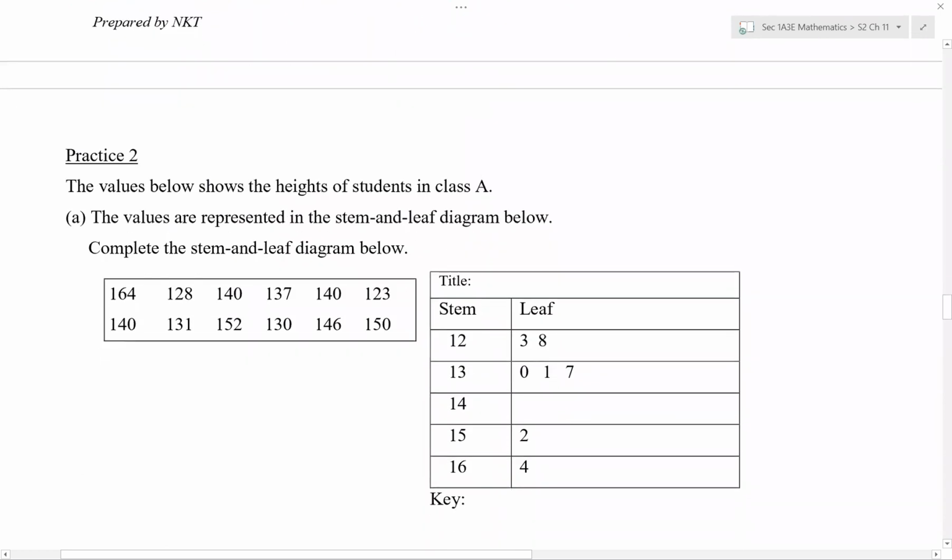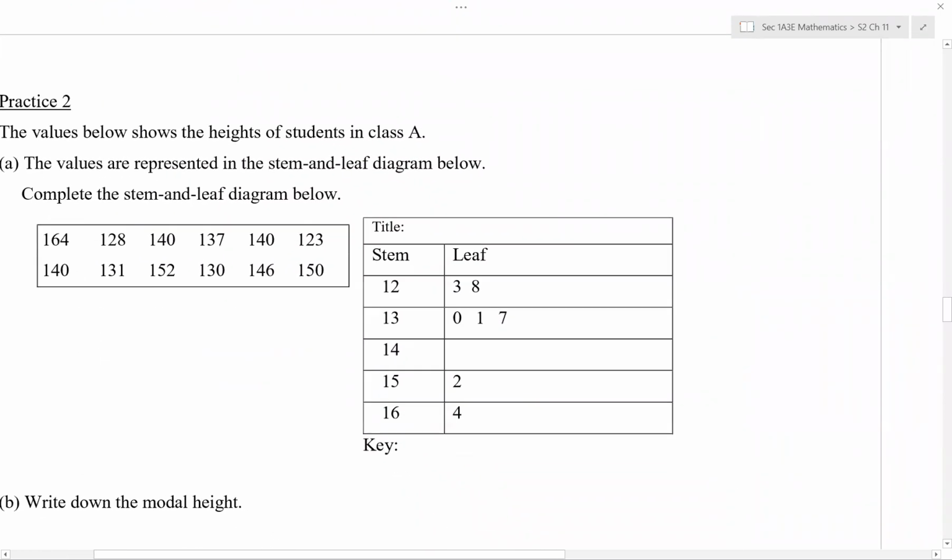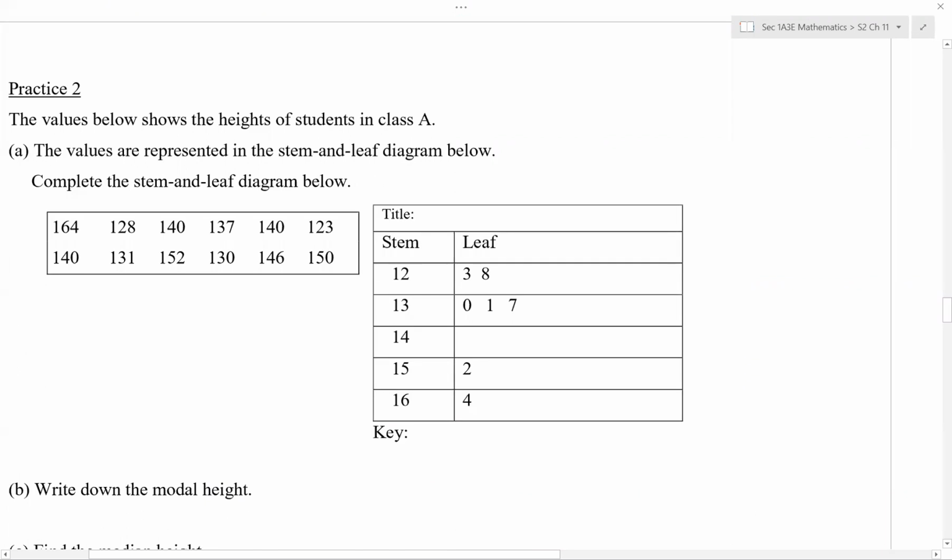Okay, now in practice 2, we get to try filling in the blanks for our stem and leaf diagram. So here in the table, we have the heights of students in class A, and it's represented in a stem and leaf diagram. To complete it, first write down the title. In this case, it could be the height of students in class A, and the units in cm.